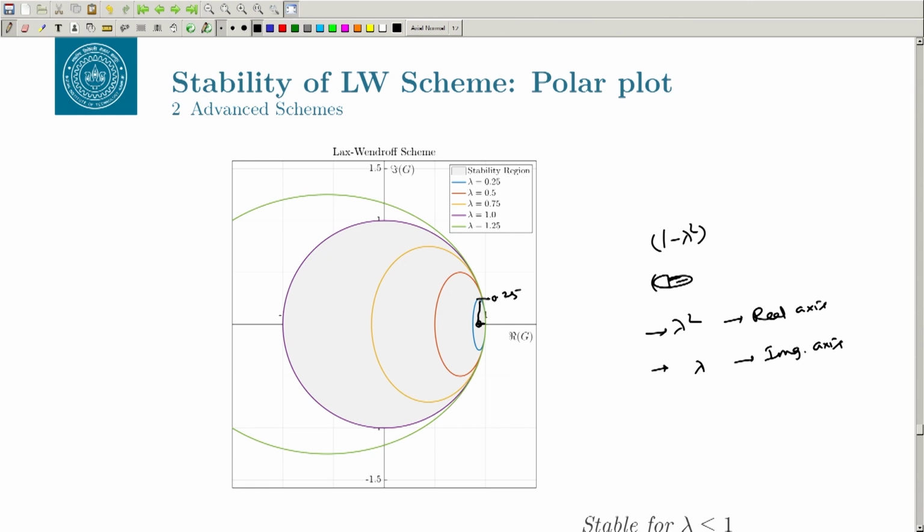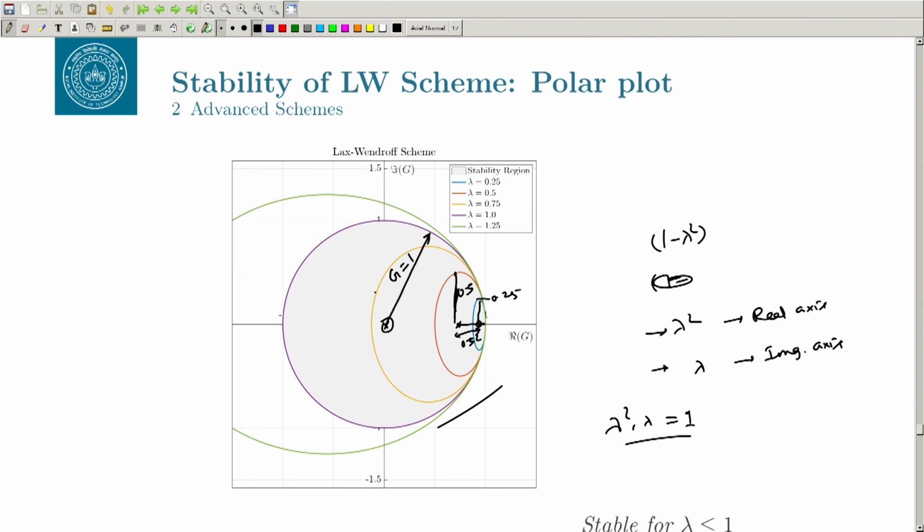You keep on increasing, let us say you go to 0.5, okay. So, this is 1 minus lambda square and this is the value which is 0.5 and this is 0.5 square, right. So, this is all ellipse, okay. Similarly, you can go till lambda equal to 1. So, when lambda becomes equal to 1, this becomes a unit circle, because lambda square and lambda both are equal to 1 and this is 1 minus 1, 0, this is your center, right. So, the radius will be 1, the magnitude of g will be equal to 1.